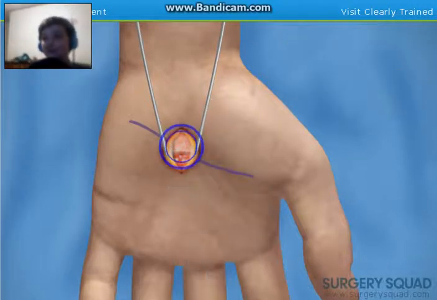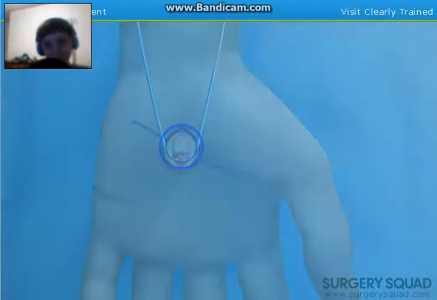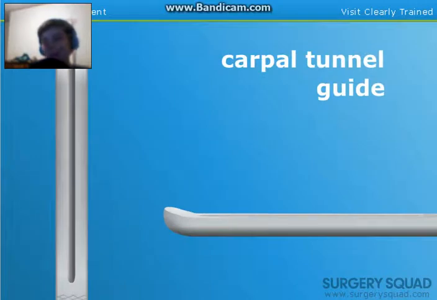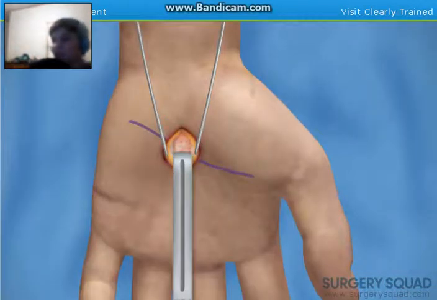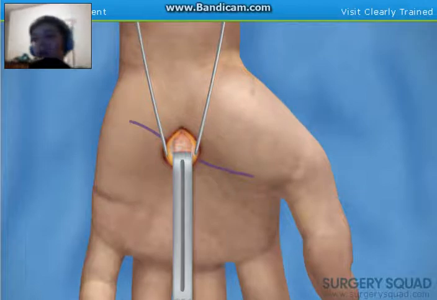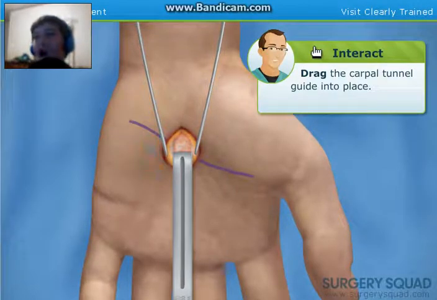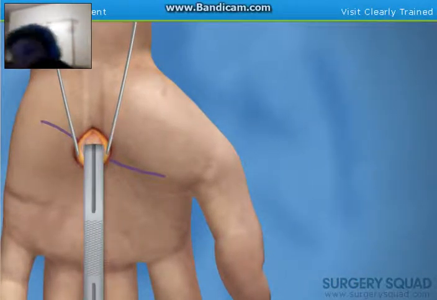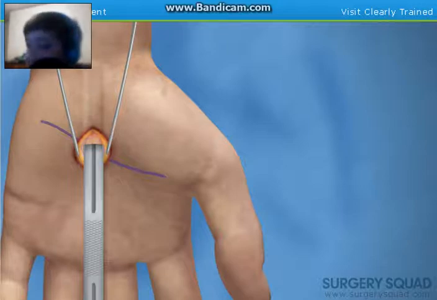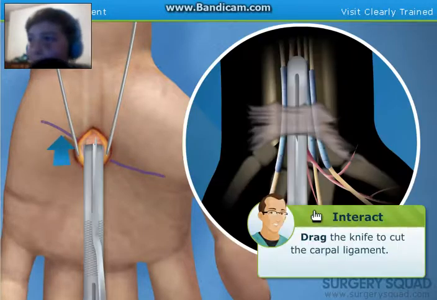With the transverse carpal ligament exposed, I'll need you to slip a carpal tunnel guide into the incision. This is a blunt-tipped instrument with a groove on the upper surface to accommodate a special knife. The carpal tunnel guide is placed down the carpal tunnel and underneath the ligament and is used to protect the underlying nerve and tendons. Go ahead and push the carpal tunnel guide into place. You'll run a special knife down the guide to split the carpal ligament. As you push the knife forward, you will feel it cutting through the carpal ligament.